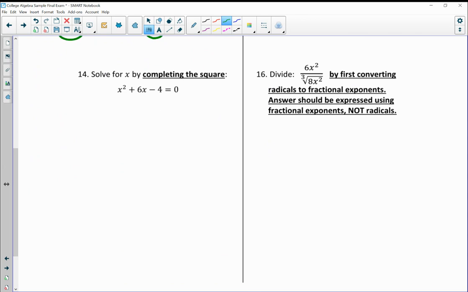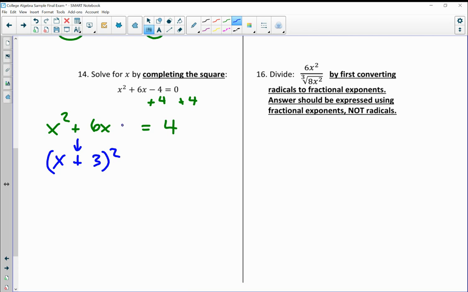Solve for x by completing the square. So first thing we'll do is we want to move this constant over to the other side. So x squared plus 6x, leave a space, equals 4. Okay, next step, we want to take the square root of x squared, which is x, copy the sign down, which is a plus, take half of this b term, we call it, half of 6 is 3, put this in parentheses, squared on the outside.